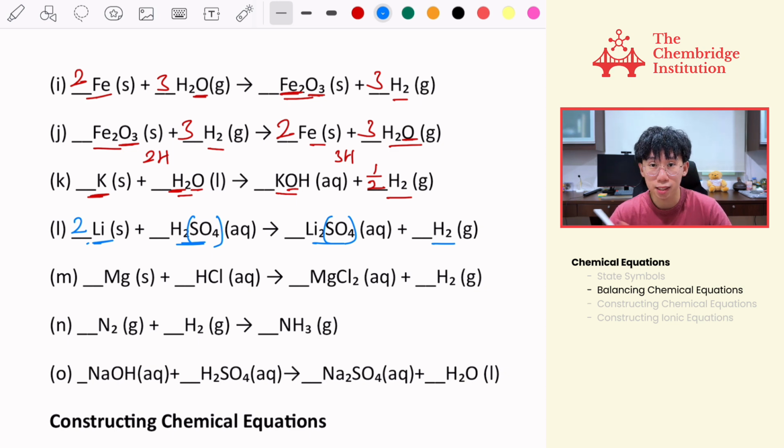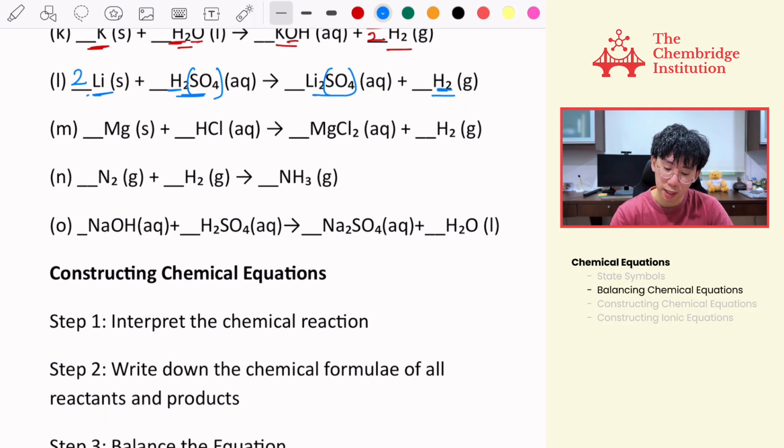So you can balance the number of hydrogens left. There's 2 hydrogens over here and 2 hydrogens over here, so that's also balanced. So this kind of balanced everything already. Then part M, magnesium plus hydrochloric acid to give MgCl2 and H2. You can balance the number of magnesium, but that's already balanced.